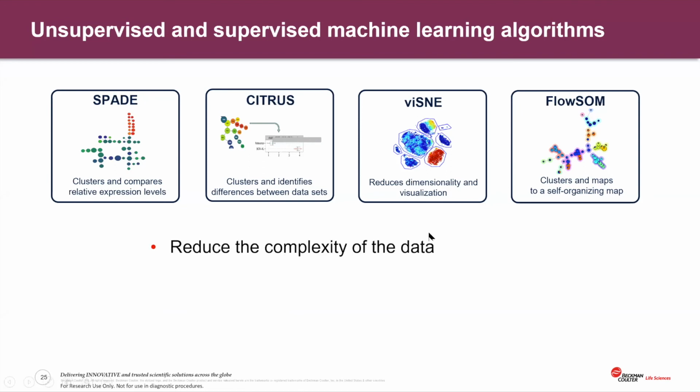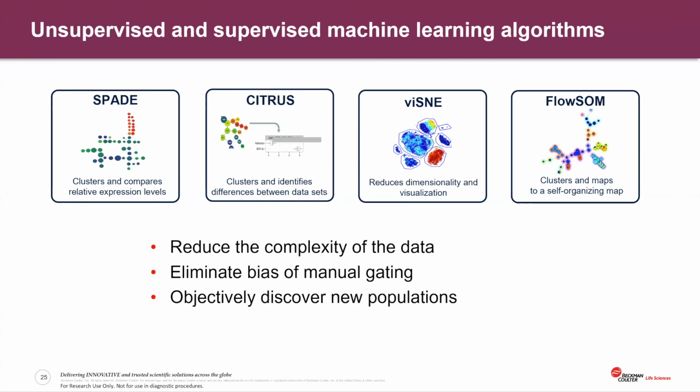And what that's going to allow you to do is reduce the complexity of your data and ultimately eliminate the bias of manual gating, because you're allowing a computer algorithm to go through different iterations of data analysis without the bias of you setting the gates. And ultimately, what we want to do here is objectively discover new populations that are going to give us potential biomarkers that are associated with different therapy evaluations.